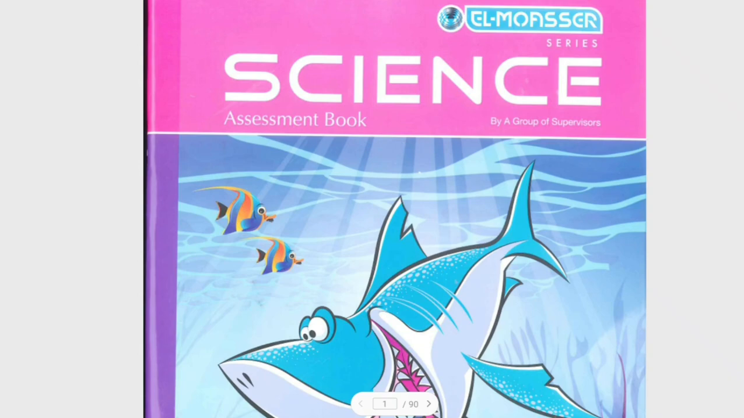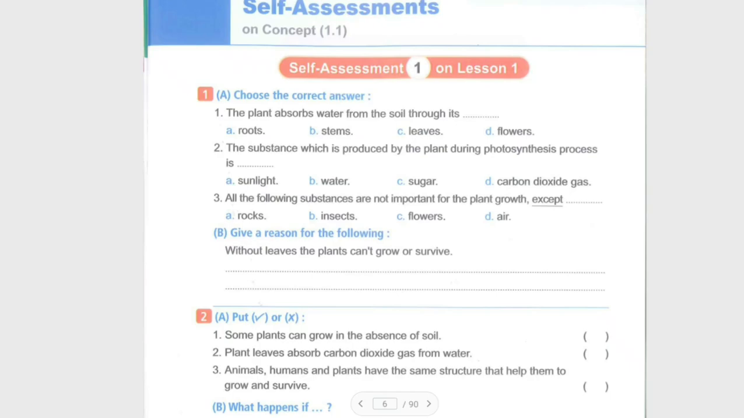Okay, so let's start. Number 1, choose the correct answer. The plant absorbs water from the soil through its roots. The substance which is produced by a plant during photosynthesis process is sugar. All the following substances are not important for the plant growth except air.